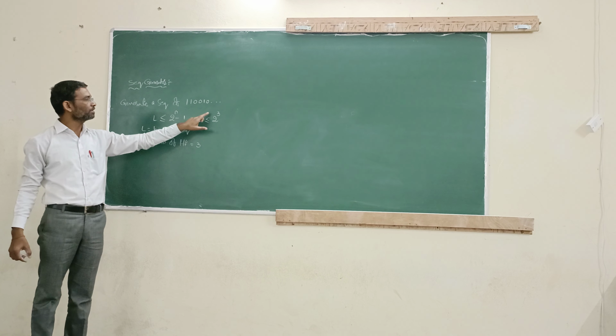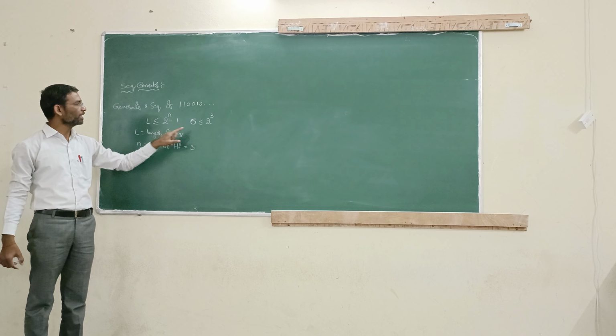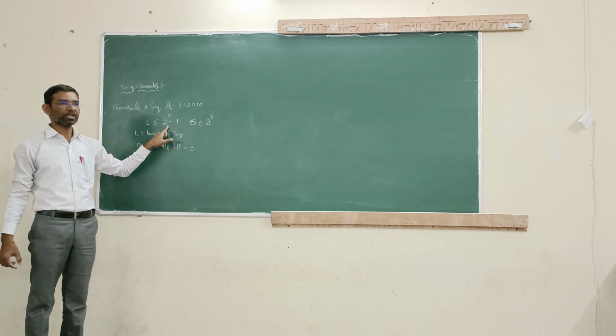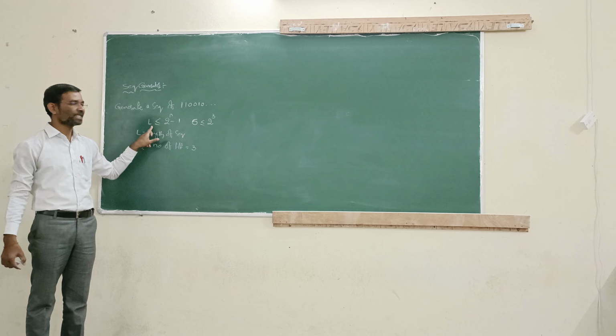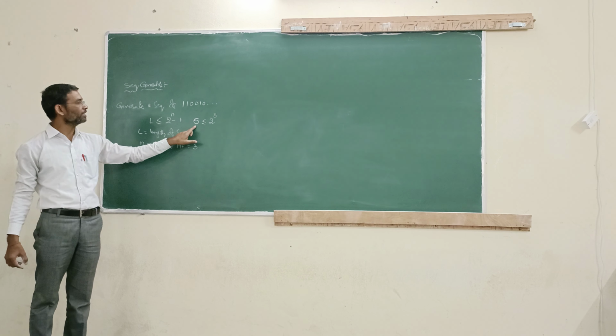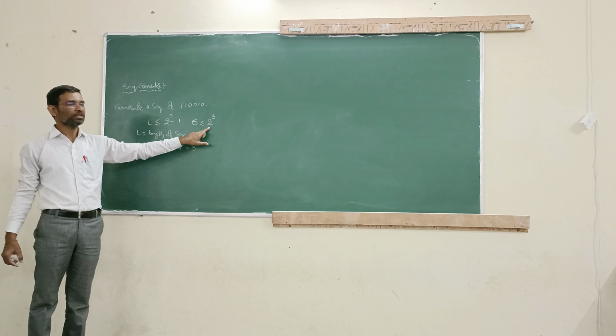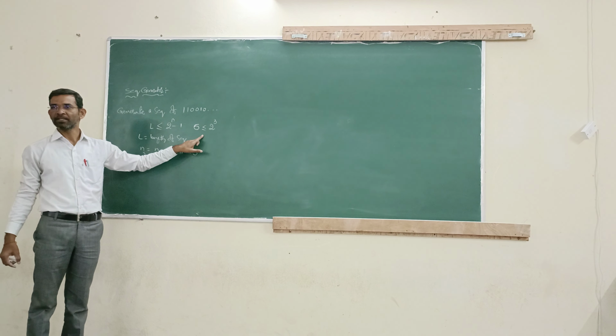So here n equal to 3 is going to satisfy this condition. If you take n equal to 2, 2 power of 2 is nothing but 4, and 4 minus 1 is equal to 3. It is not going to satisfy this condition. Why? Because here 6 is greater than 3. So for n equal to 3, it is going to satisfy the condition.